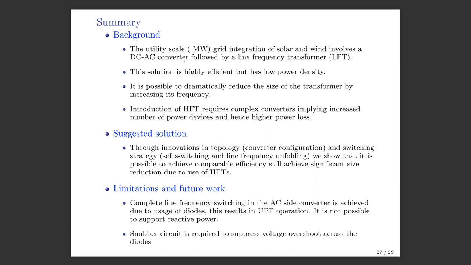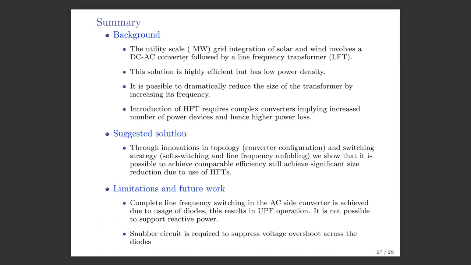So, but now if you use complex converters, it will increase complexity, it will bring in more devices, and that will lead to higher power loss. And that is the reason why we do not see this kind of concepts, though this is around for a long time, actually implemented and successful converters are being built. So what we did is through innovations in topology. So topology means converter configuration, how the network of the switches are connected between the DC and the AC port, and switching strategy, like how you're going to turn on, turn off these devices in your converter. That is called the switching strategy or the modulation strategy, we achieved soft switching and line frequency unfolding.